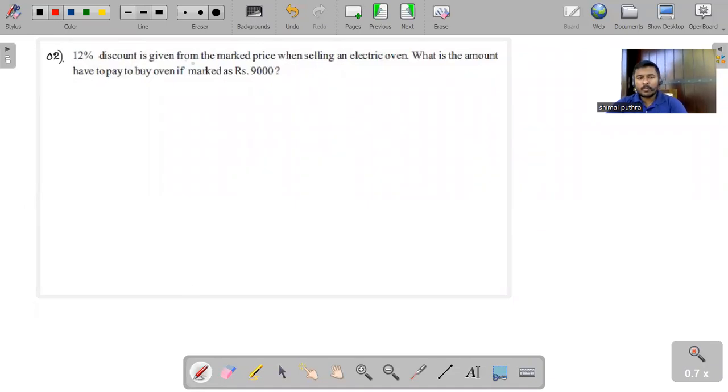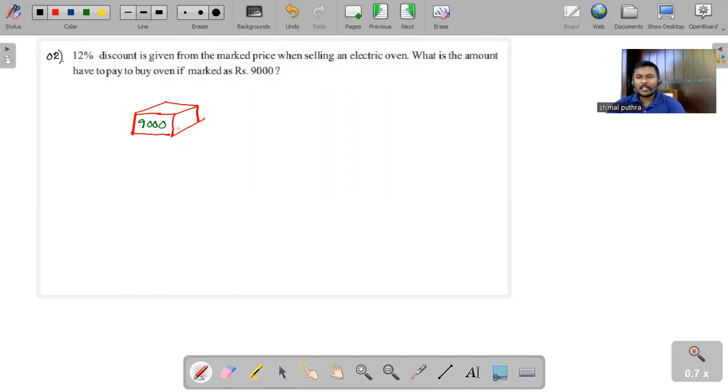A 12% discount is given from the marked price when selling an electric oven. What is the amount you have to pay to buy the oven, if the marked price is 9,000? So there is an oven to sell in the showroom. It has been marked 9,000. This is very common in Sri Lanka also. If you are going to a food city or supermarket, they will provide a discount also. Then we are suddenly buying it.